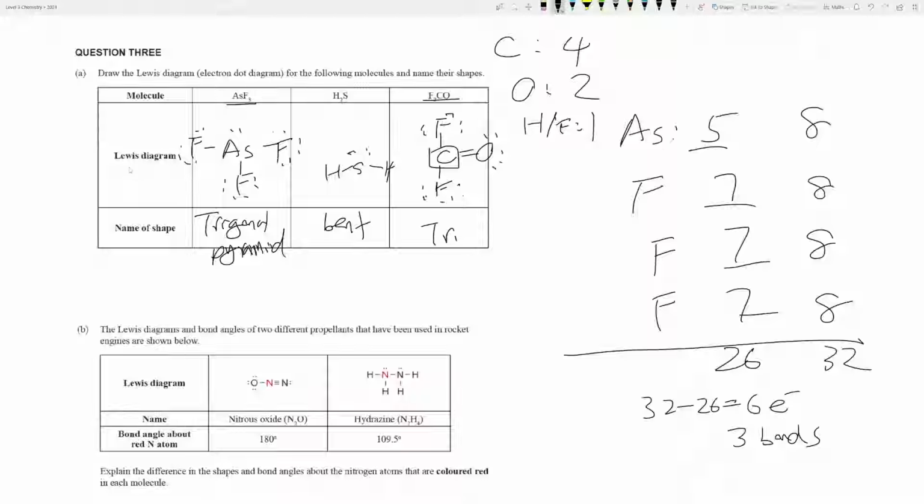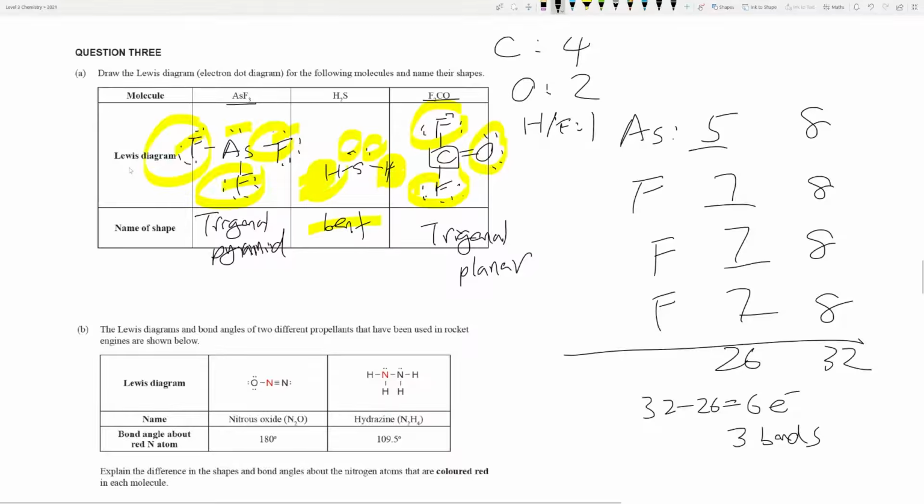And this is trigonal planar. How do we know this is trigonal pyramid, bent and trigonal planar? Because for AsF3, this is 1, 2, 3, 4 regions, only 1, 2, 3 connectors, so that's trigonal pyramid. This one's 1, 2, 3 regions, all of them are connectors, so it's trigonal planar. This one's 1, 2, 3, 4 regions, tetrahedral arrangement, but only 2 of them are connected. That's why it is bent. Okay.